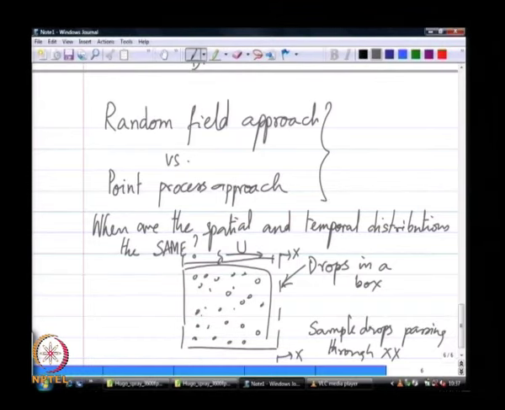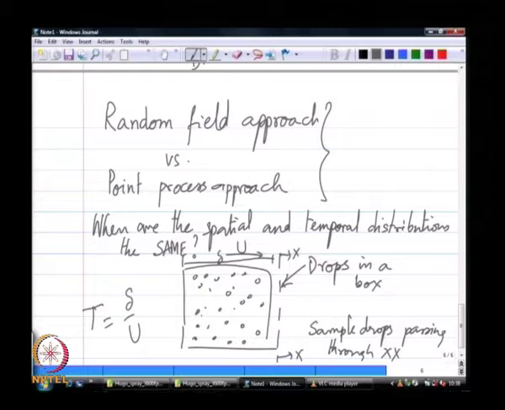So, if I am able to sample drops passing through a certain cross section and I construct a drop size distribution from the sampling at a certain cross section, this is like my temporal drop size distribution. And if all the drops were moving with exactly the same velocity, then, if the width of this box was some delta, delta divided by u is the time taken for all the drops to pass through my cross section.